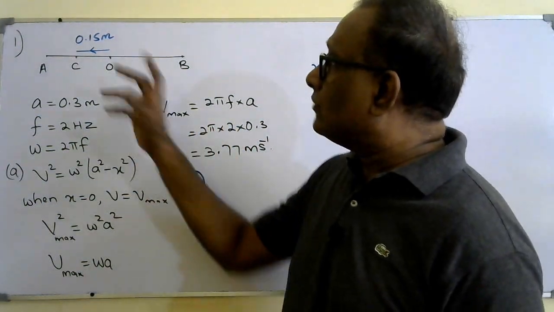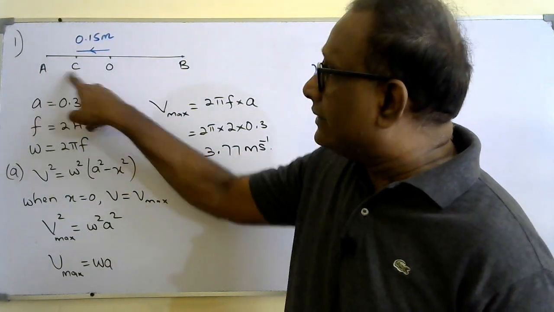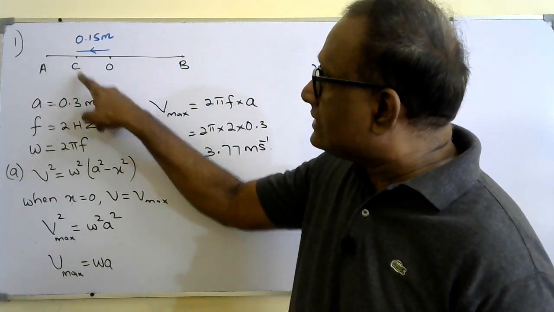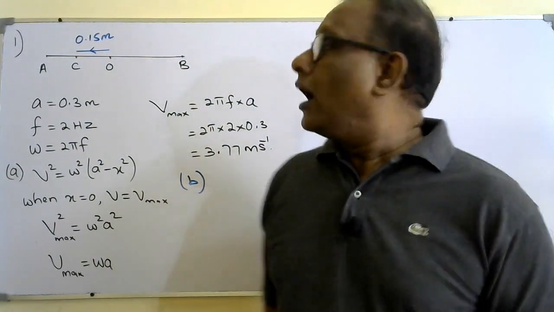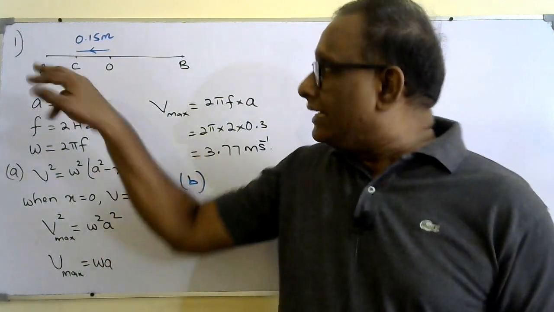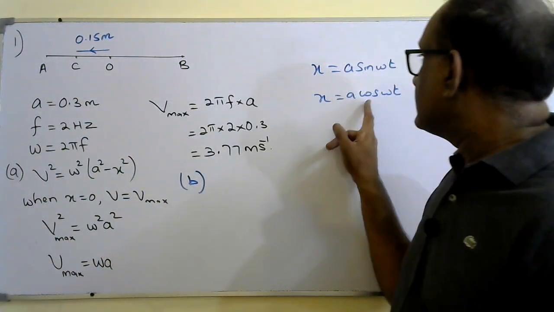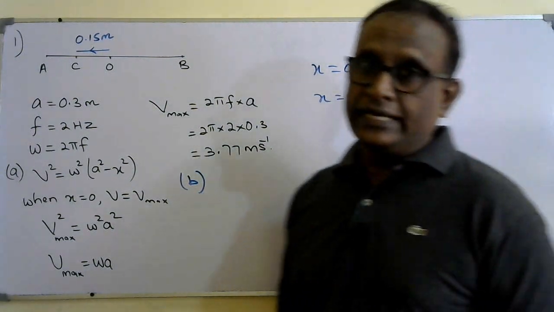But if the question is, what's the time taken to move from A to C or C to A, the time is the same for those two motions. If the question is something like that, A to C or C to A, you must use x equal a cos omega t. Remember that.